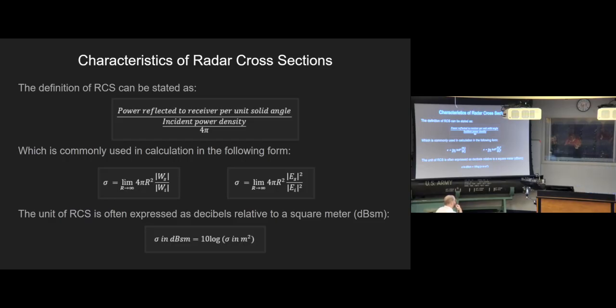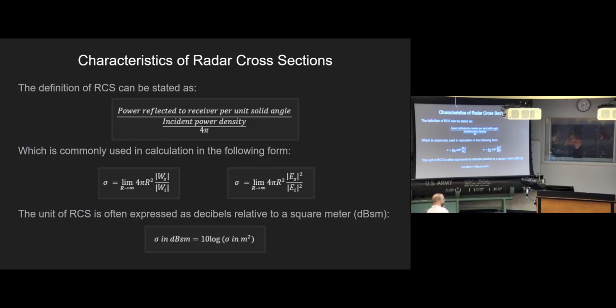And then this is commonly used in these two forms, most often this one, but this one has its value too. This is making use of electric fields. This is using those incident power densities we discussed earlier. And then of course it's the limit as the range reaches infinity of 4 pi range squared times this proportion. And of course the unit of RCS, just like anything else signals-wise, is often reported as decibels. In this case though, it's reported as decibels relative to square meters, because RCS, signature-wise, is actually just square meters. So we create this funny unit, dBSM.